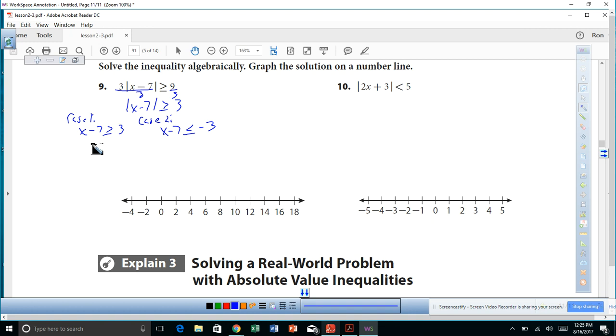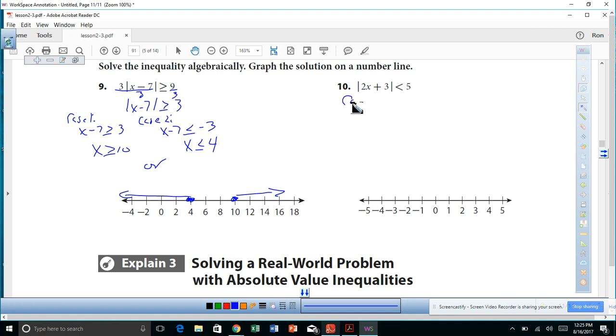So we're going to add 7 to both sides, and we got x is greater than or equal to 10. Add 7 to both sides, and we got x is less than or equal to 4. So it's greater than 10, it's less than 4. So here, less than 4, greater than 10, and we call this an OR. It must be one condition or the other. Now what about this one over here?